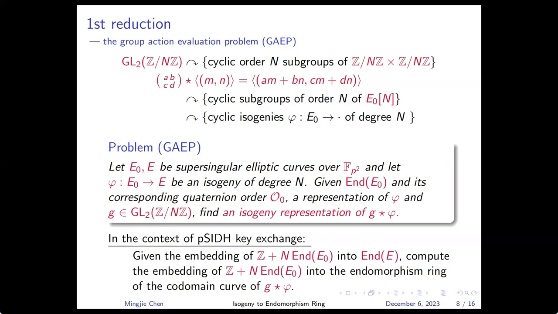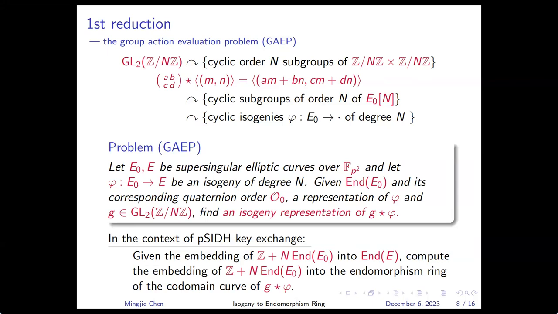In the context of P-SIDH, what does it mean? Recall that there, the isogeny representations are suborder representations which are given by embeddings. So basically, we know embeddings of the suborder Z plus N times O0 of E0 into the endomorphism ring of E, and we want to compute the embedding of the same order into the endomorphism ring of the codomain curve of g star phi.